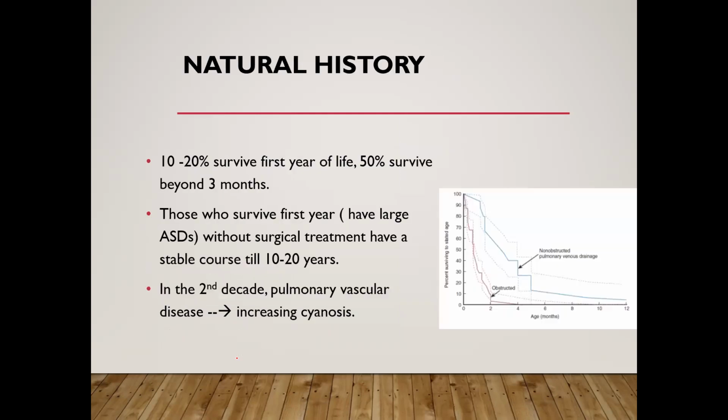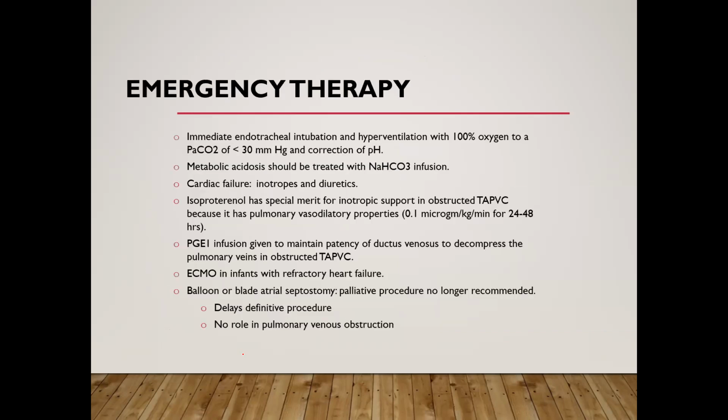Natural history: 10 to 20% survive the first year of life, and 50% survive beyond 3 months. Those who survive the first year without surgical treatment have a stable course until 10 to 20 years. In the second decade, pulmonary vascular disease occurs, with increasing cyanosis. The prognosis is better for non-obstructed pulmonary venous drainage compared to obstructed pulmonary venous drainage.